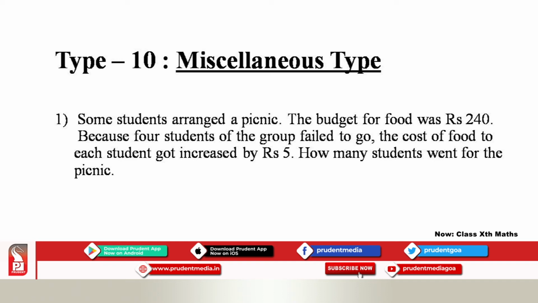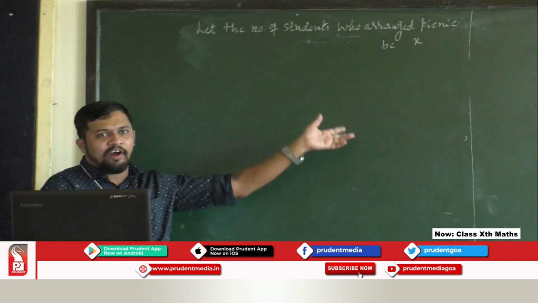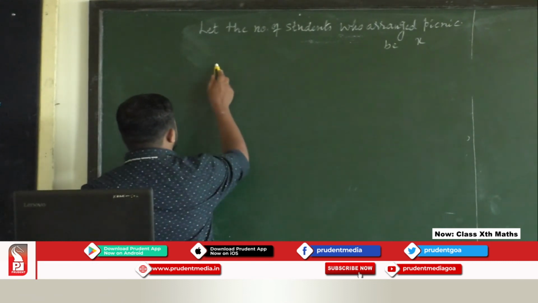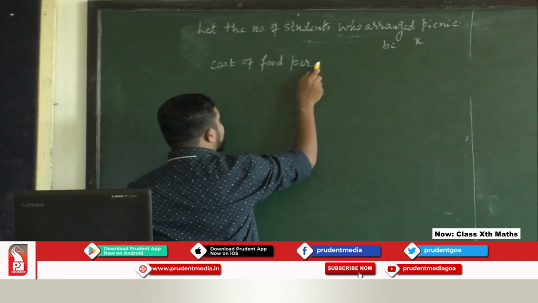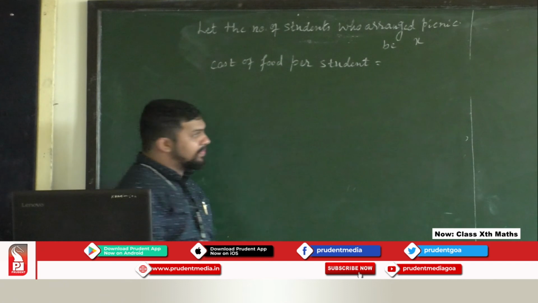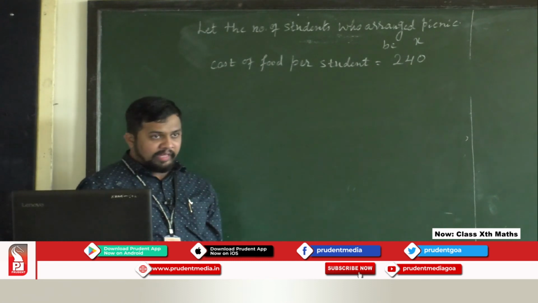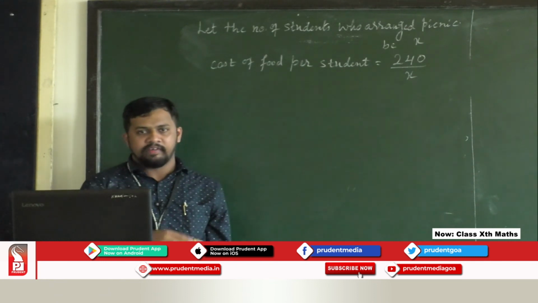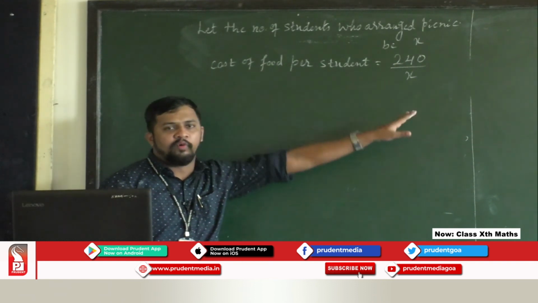Budget was 240, the entire budget. So the budget for one student will be how much? Same way as we found the number of notebooks for that money just now, it will be 240 by x. So cost of food per student. The budget is made 240, that means 240 is the entire budget. Everyone has to pay how much? You divide 240 by the number of students coming. If 10 are coming, it will cost you 24. So cost of food per student is 240 by x.